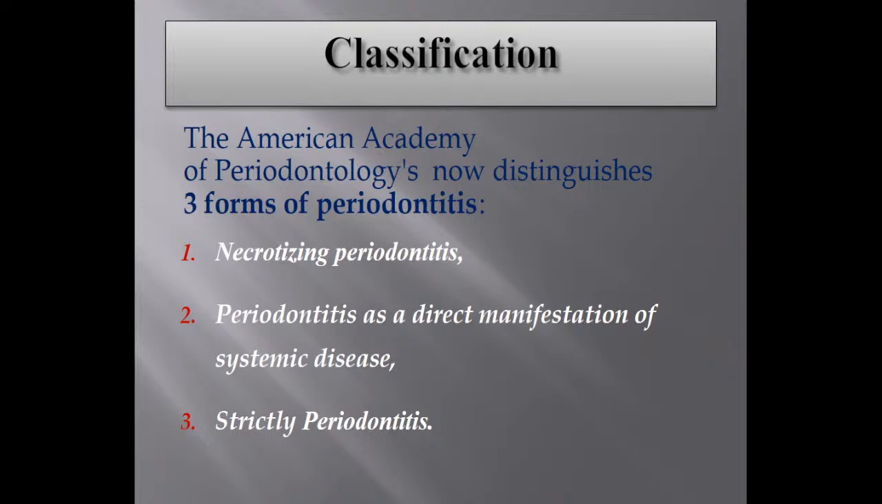Classification. The American Academy of Periodontology now distinguishes three forms of periodontitis. First, necrotizing periodontitis. Then, periodontitis as a direct manifestation of systemic disease, and strictly periodontitis. And let's talk about them.